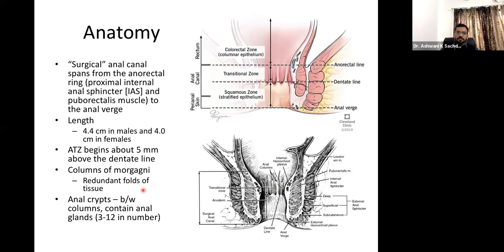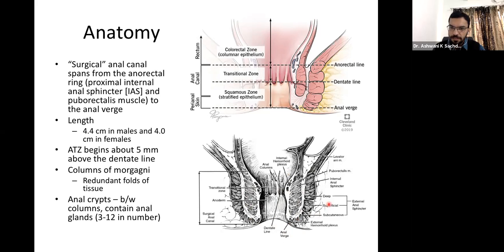These columns are redundant folds, and they contain anal crypts. In between the folds are the anal crypts, and they contain between 3 to 12 anal glands. These anal glands, present between the folds, are one of the reasons, which we'll study later, for development of adenocarcinoma in the anal canal. So in the anatomy, you should know the transition zone, anoderm, anal verge, and dentate line. These are all the important things to know about the anal canal.